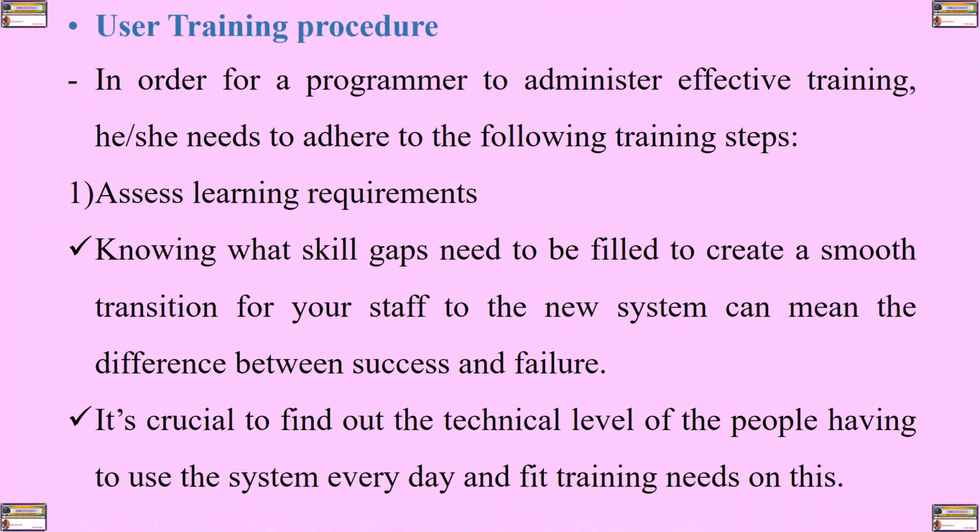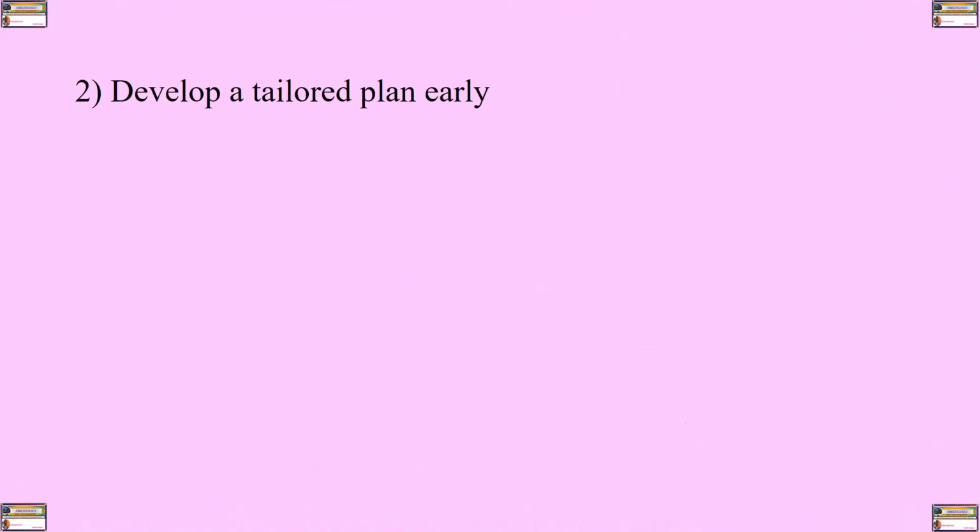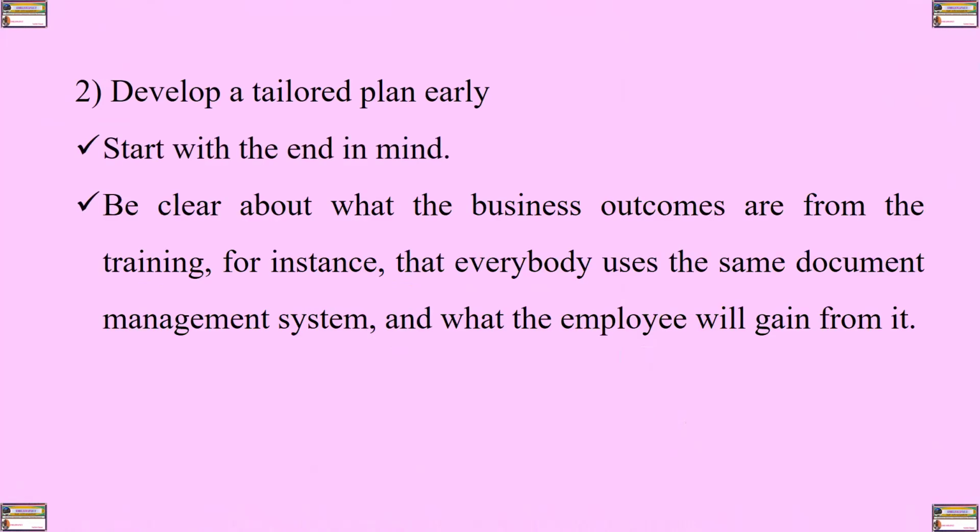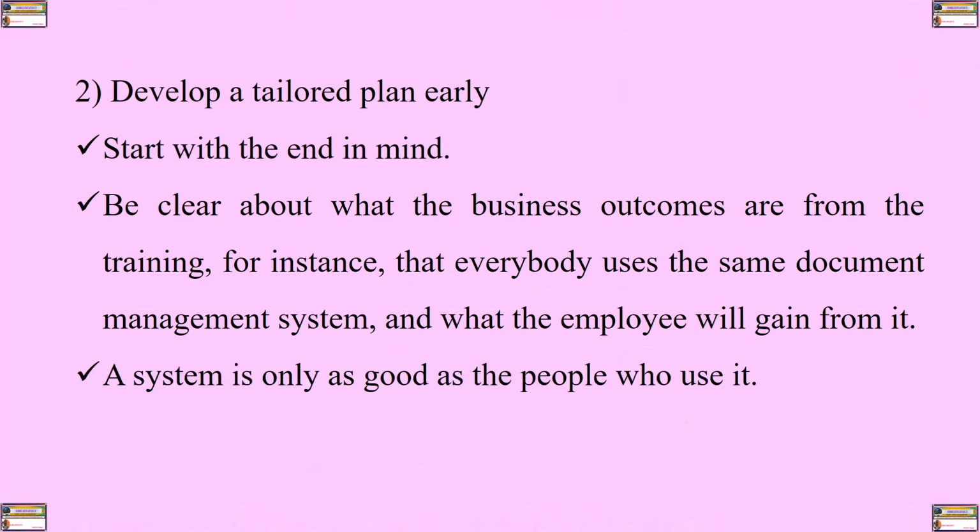It's crucial to find out the technical level of the people having to use the system every day and fit training needs on this. Number 2 is to develop a tailored training plan. Start with the end in mind. Be clear about what the business outcomes are from the training. For instance, that everybody uses the same document management system and what the employee will gain from it.